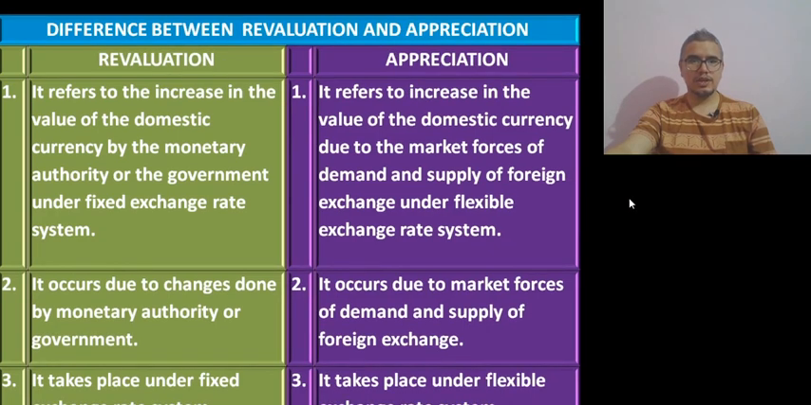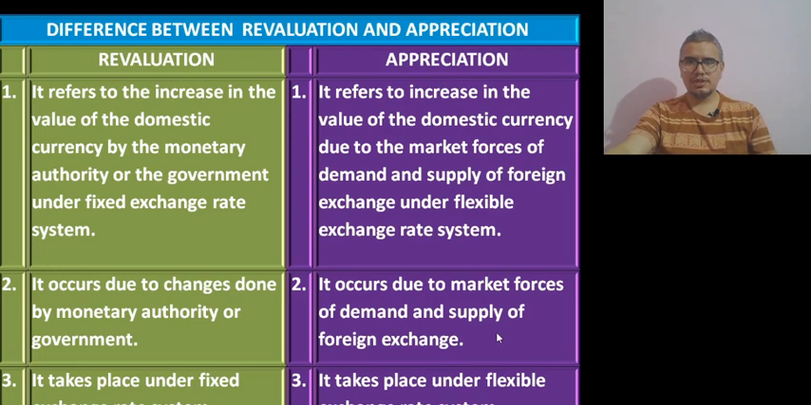Okay, in the similar way, we can see the difference between revaluation and appreciation. Revaluation means increase in the value of domestic currency in terms of foreign currency. Okay, but it is done by the monetary authority or the government. And appreciation means increase in the value of domestic currency in terms of foreign currency, but this is done by the market forces of demand and supply of foreign exchange in the flexible exchange rate system. Revaluation is in the fixed exchange rate system. Whenever there is revaluation, revaluation occurs due to the changes done by government or the monetary authority.